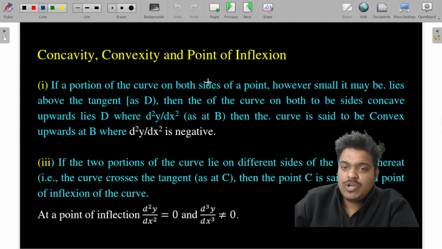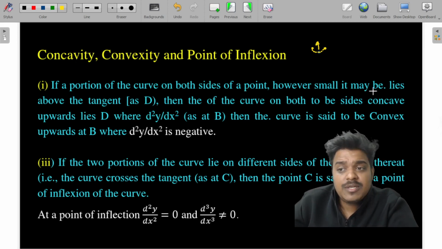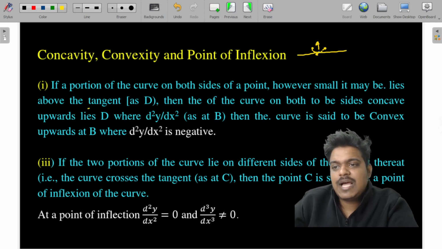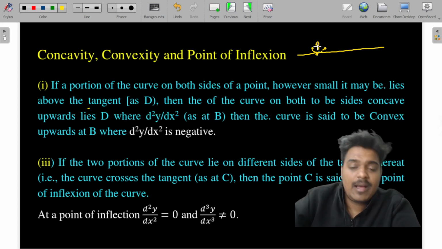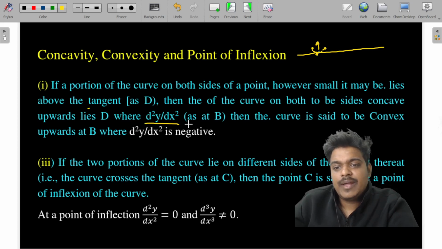If a portion of the curve on both sides of a point, suppose this is your point, and if you take the points left and right to it, they are above it, so we will say that this is concaved upwards. So if the portion of the curve on both sides of a point, however small it may be, lies above the tangent, if you draw a tangent here, this tangent will go like this, so obviously both the points are lying above the tangent, then the curve is concave upwards, where d2y by dx square is positive.